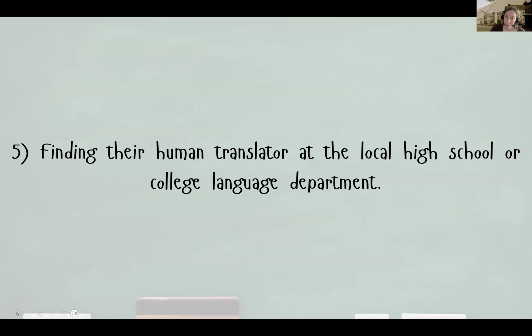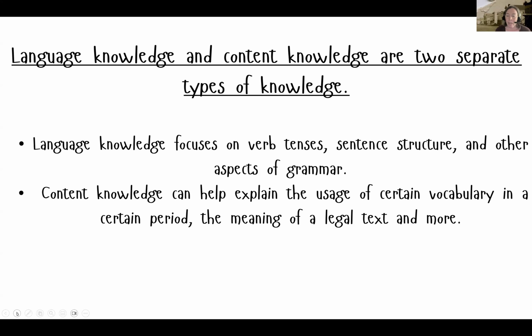Common mistake number 5, finding their human translator at the local high school or college language department. Not a bad idea entirely, but it's important to remember that language knowledge and content knowledge are two separate types of knowledge. Language knowledge focuses on verb tenses, sentence structure, and other aspects of grammar. Content knowledge can help explain the usage of certain vocabulary in a certain period, the meaning of a legal text, and more.